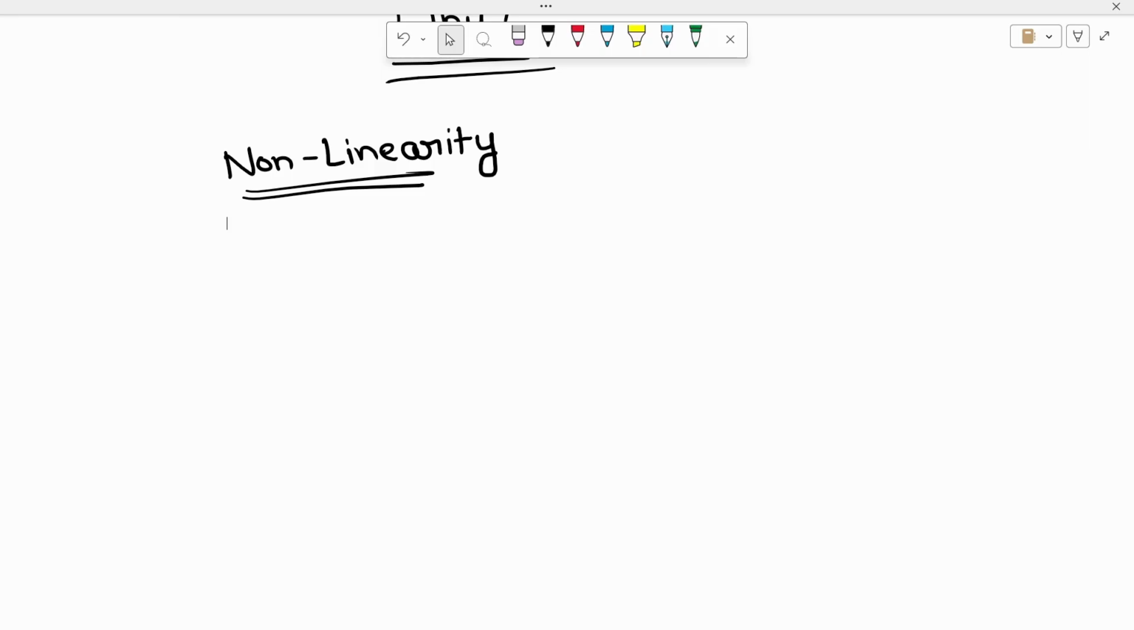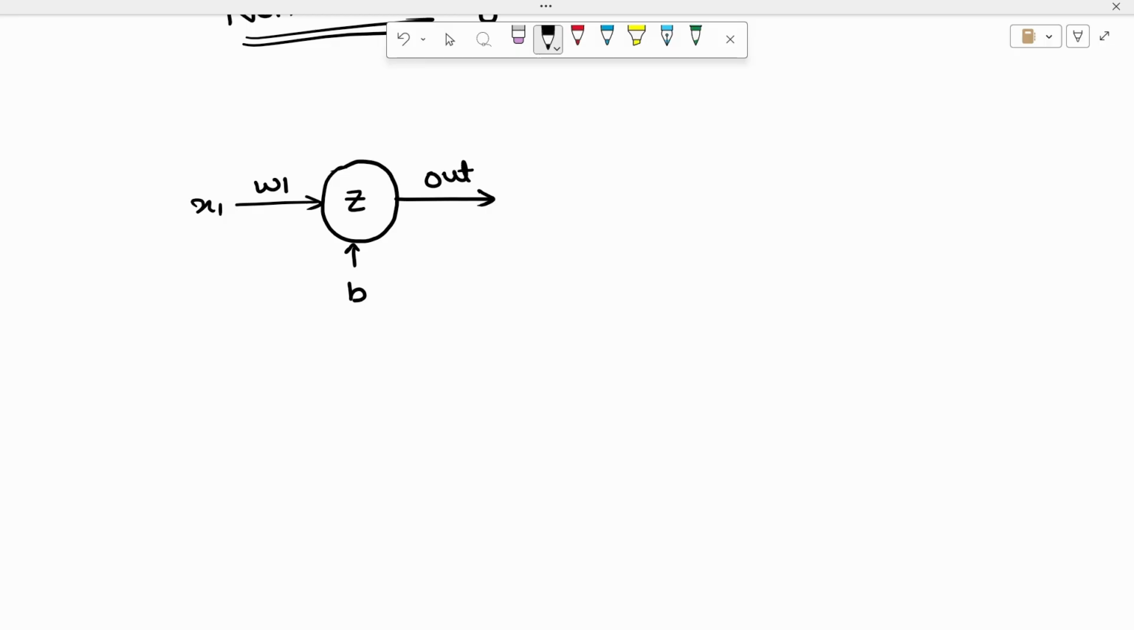I'll show you why. Let's say you have two perceptrons. For simplicity, I'll just take one input for now, x1, w1, and the bias of this will be b, and this is the value of z. Now, without an activation function, this would be the output of the perceptron. Now, let's say you have another layer with another perceptron. The output of this perceptron will be the input of the second perceptron. So this would be z again, and this value would be the output.